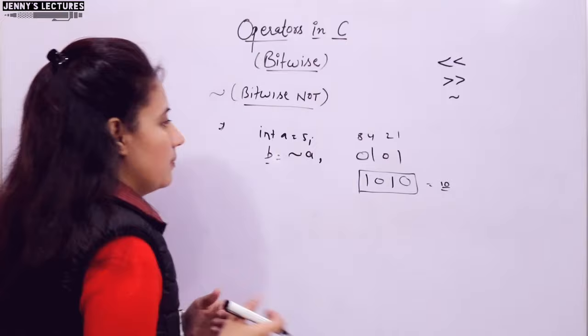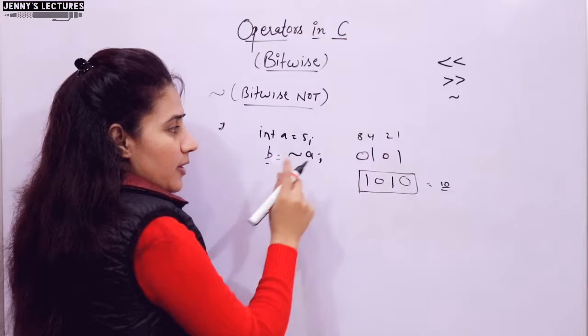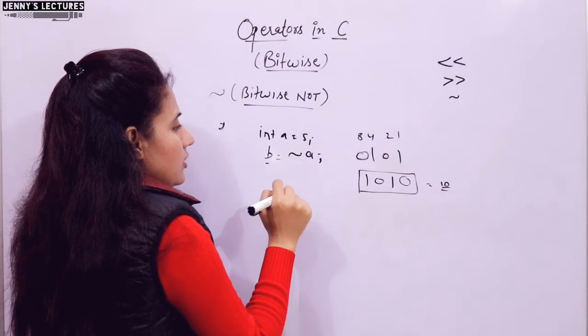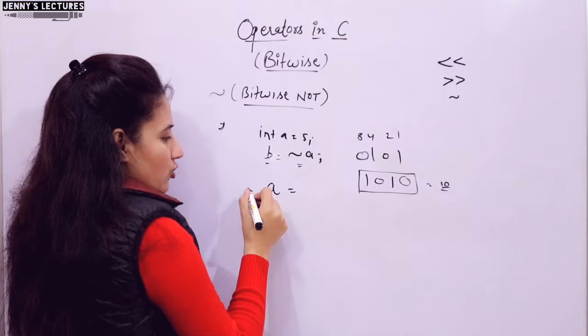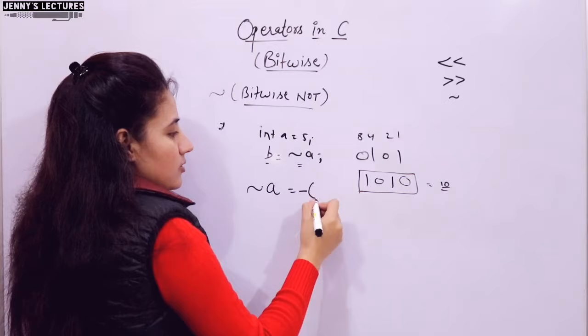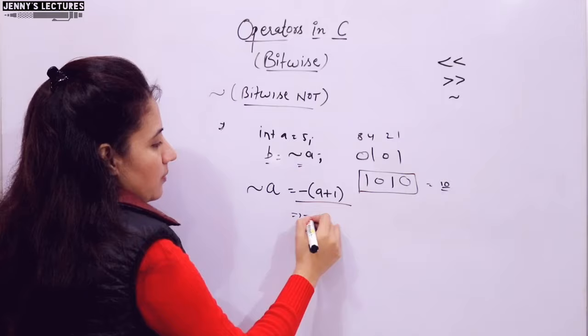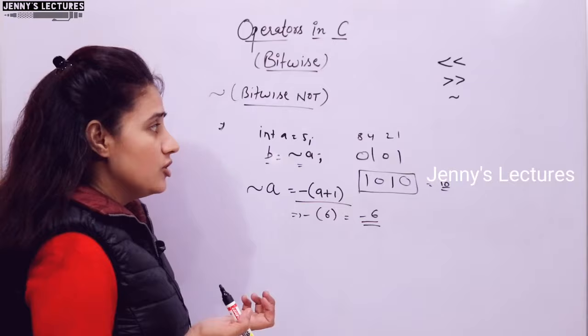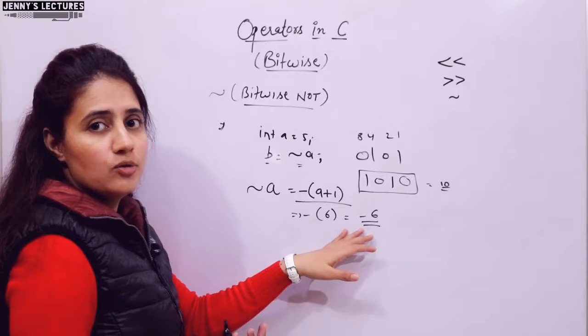Now what output will you get when you run this statement on your computer? You will get that negative number. Now see, suppose the number is A, and when you apply negation of A, the shortcut is minus A minus 1. Just do this and you will get the answer. Minus A is minus 5, and minus 5 minus 1 is minus 6. So according to the logic of the bitwise NOT operator, this is also right. But in computer memory, you will get this one in 2's complement form. So that is also fine.